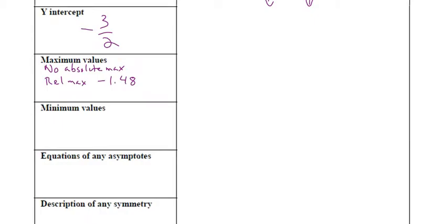And are there any other relative maximum? No. Okay, minimum values. There's no absolute minimum. No absolute minimum. But there's a relative min. Yeah, so relative min, negative 0.08. Okay, again, be aware of where that is just in case you need to give the coordinates of it. But if we're asking for the value, the relative maximum value is just that number, and the relative minimum value is just that number. Equations of any asymptotes.